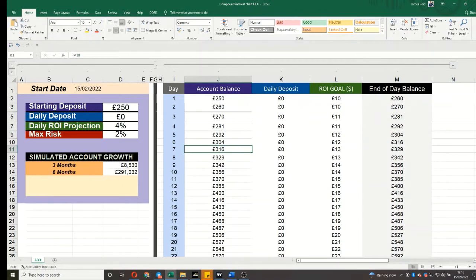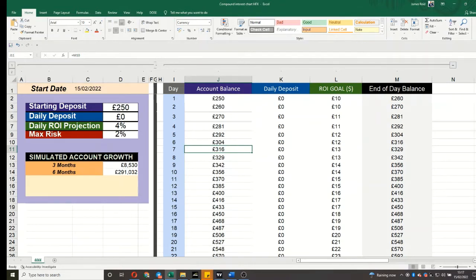Starting off with this spreadsheet, compound interest is merely when you put a certain amount of money into the market, and whatever you put in you get a percentage out, and you just keep growing your money. You don't have to keep reinvesting, you just grow the amount which you initially put in, and every time your balance is going to get bigger and bigger and bigger.